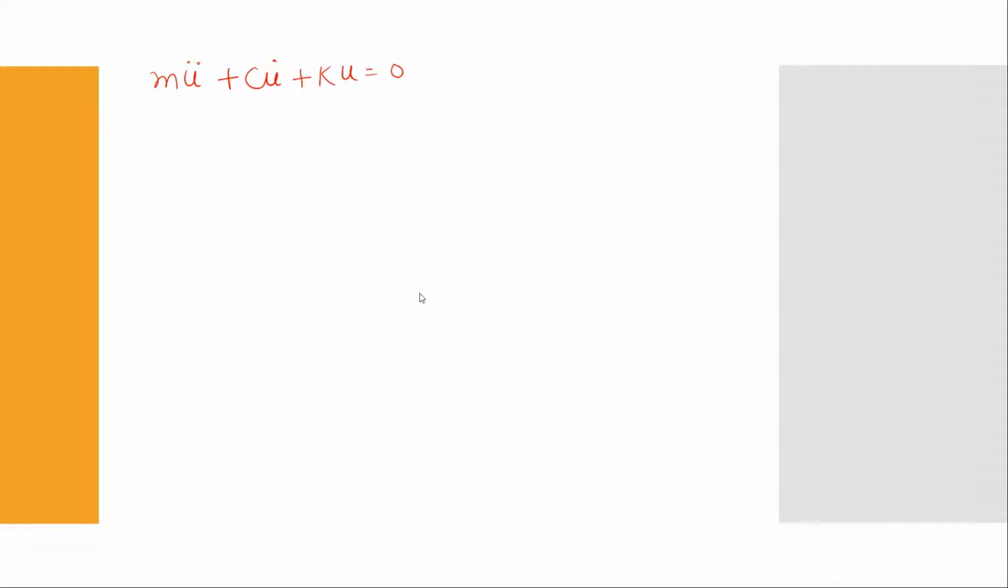We will just divide it by m. So u double dot plus c by m u dot plus k by m of u is equal to 0. Now we know c is called the damping coefficient.